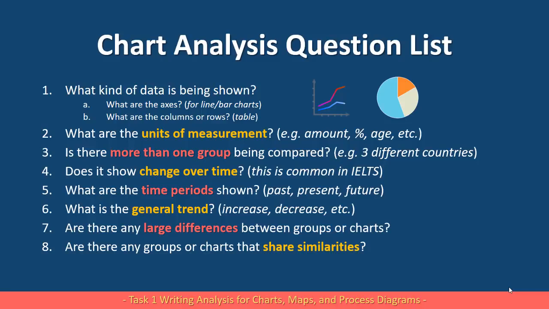What is very similar? What is almost the same in these different groups or charts? And finally, number 9, how can I break it into 2 parts?